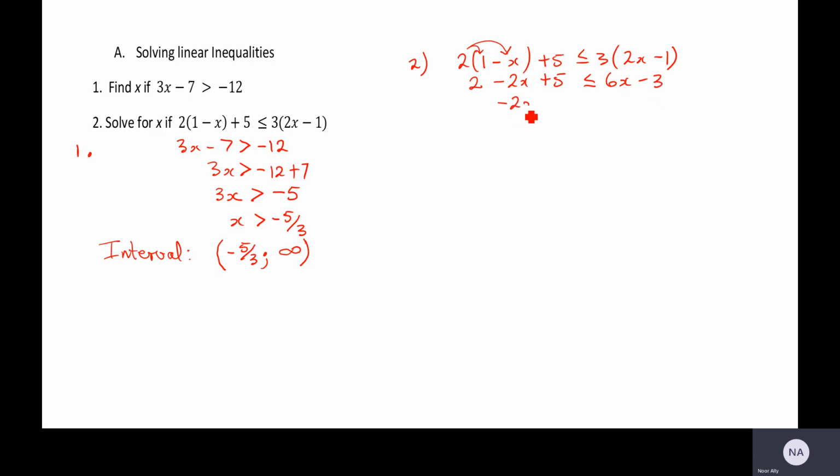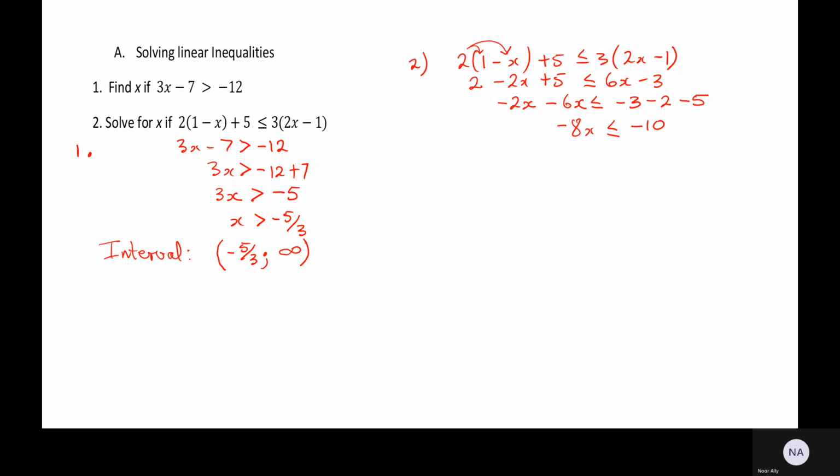Let's keep all the x's on the left, which means I'll keep the constants on the right. Transpose the 2, that becomes a minus 2. Transpose the 5, that becomes a minus 5. The 6x transposes from right to left, negative 6x, minus 2x, gives minus 8x less than or equal to minus 10.